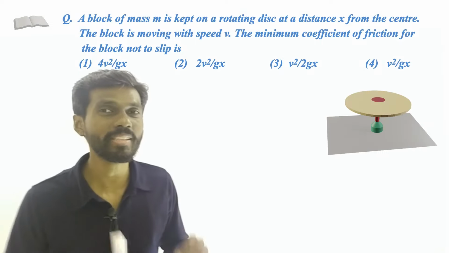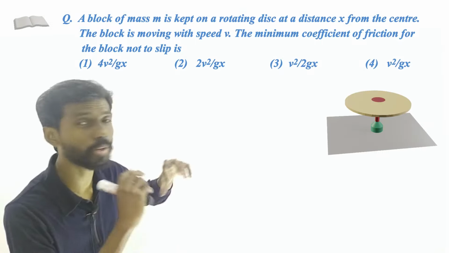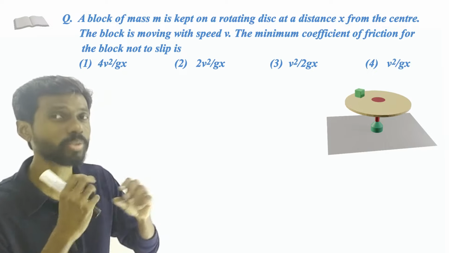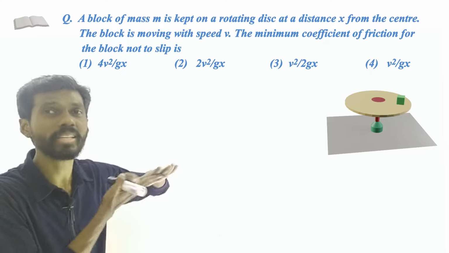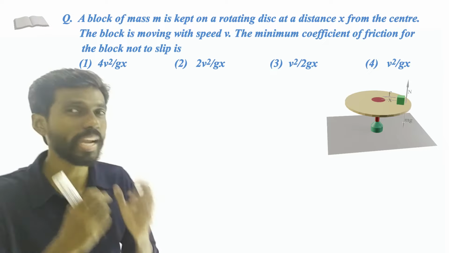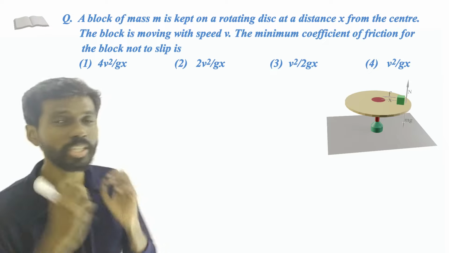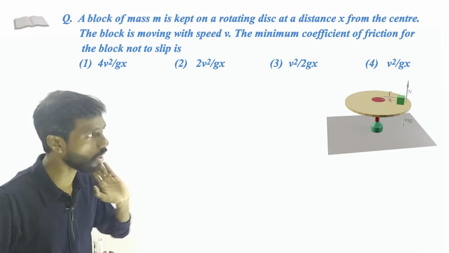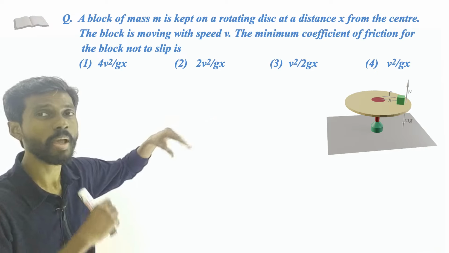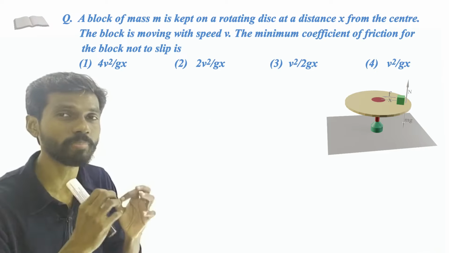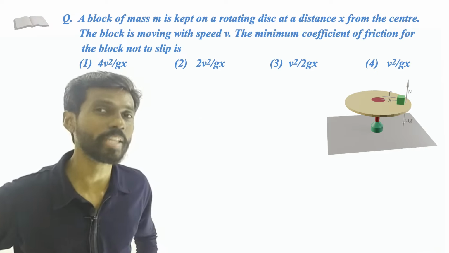Here a block is placed at a distance x from the center of a rotating disc. Now this block should not slide. That means there is no relative motion between this block and the disc. That means friction acts as the centripetal force. If this friction was not there, this object will move outward, right? So it will move away from that circular path, right? It will be outward motion, but that is prevented by this friction. So friction is the centripetal force here, right?